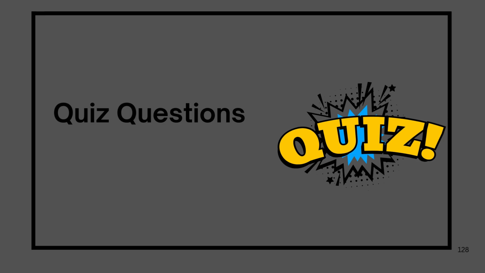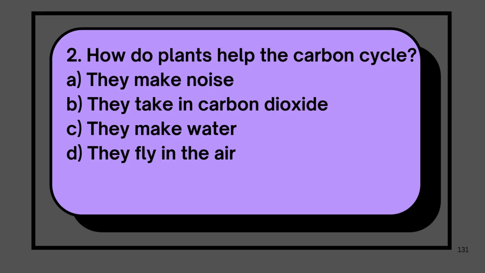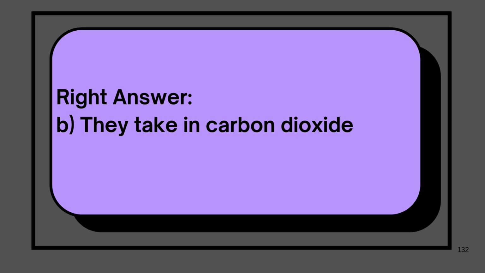Quiz. Let's check what we have learned today. How do plants help the carbon cycle? A. They make noise. B. They take in carbon dioxide. C. They make water. D. They fly in the air. The right answer for this question is B. They take in carbon dioxide.